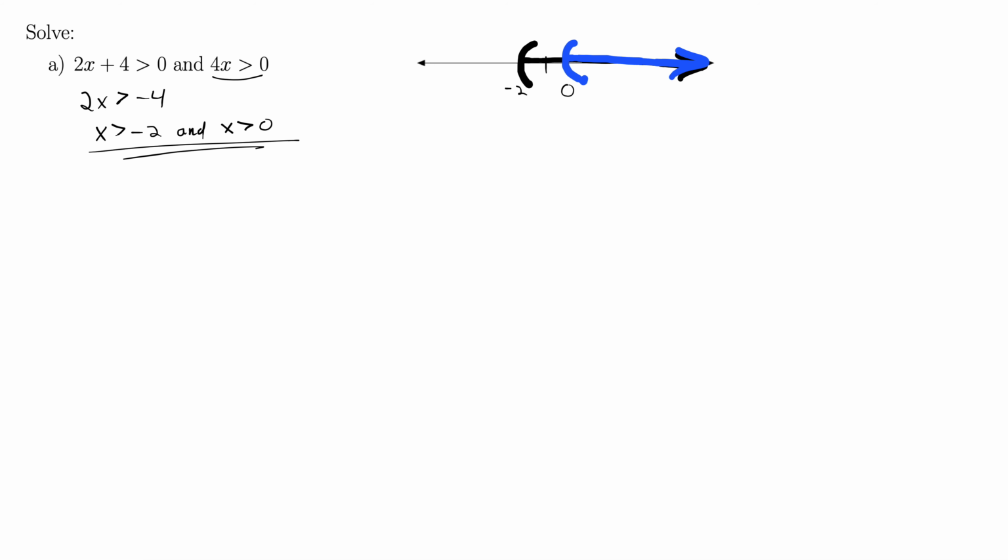Okay, but remember, "and" is the overlap. And is always the overlap. So look at these two. We have these two lines going off to infinity, but we only want to cover where they overlap. The overlap is only 0 to infinity. It doesn't include this stuff between negative 2 and 0. So there's the graph notation of the solution set.